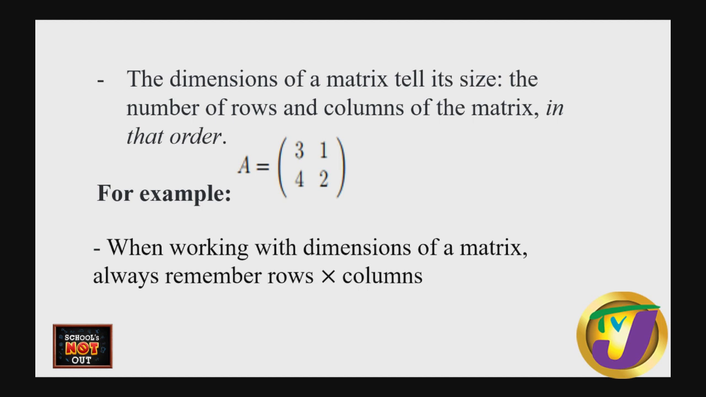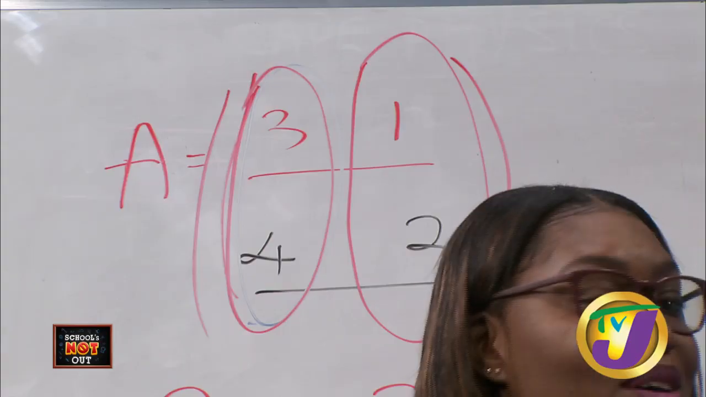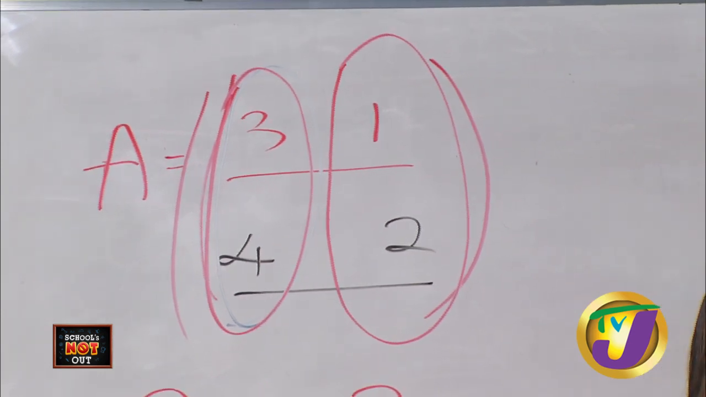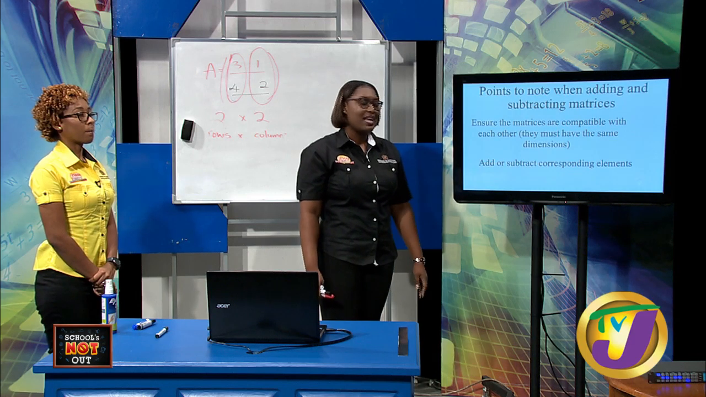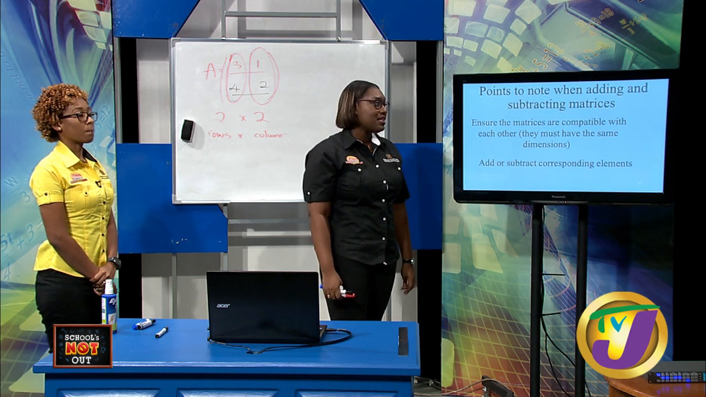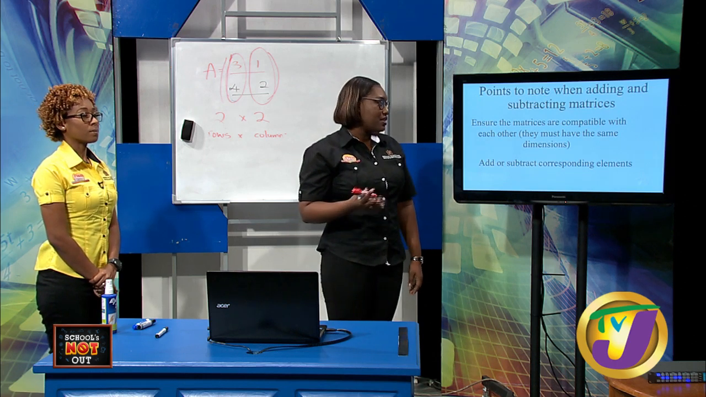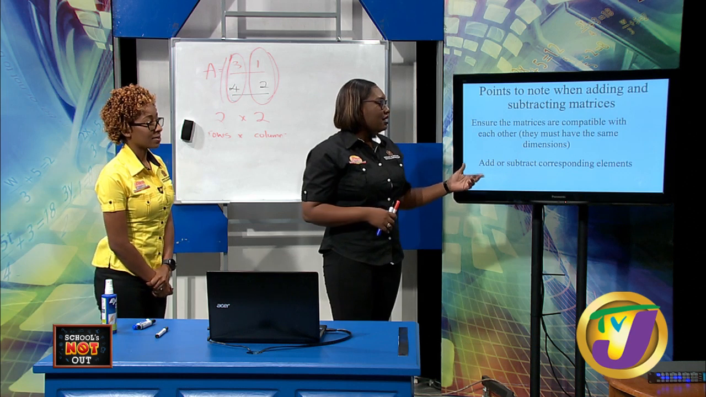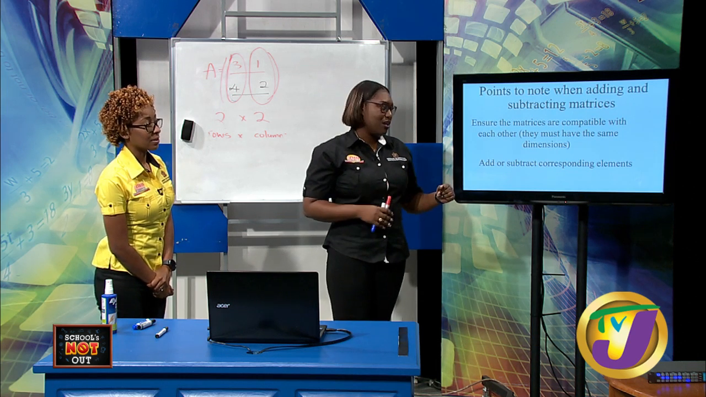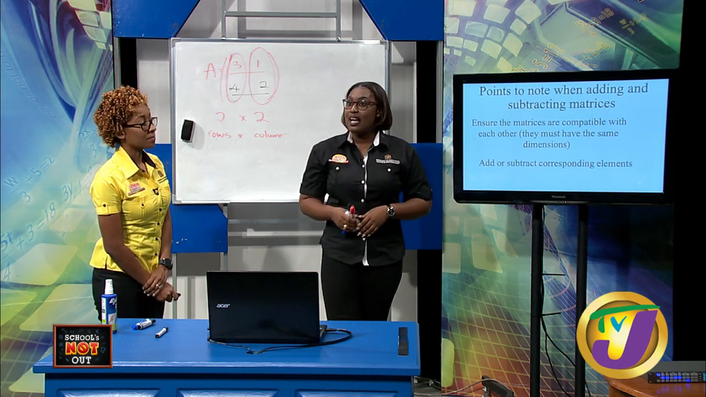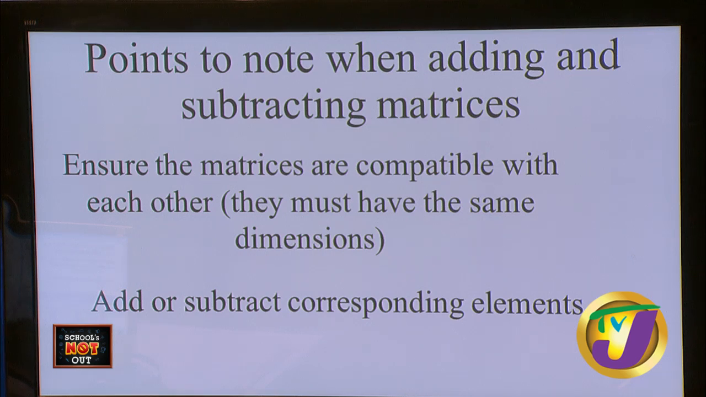Some points to note when multiplying a scalar matrix, adding matrices or subtracting matrices: we have to ensure the matrices are compatible with each other. That is, they must have the same dimensions, rows and columns, as was stated before. After that is done, we can then add or subtract corresponding elements. That's very good.